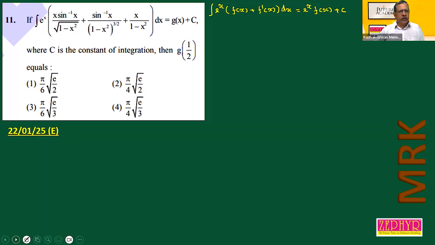So, this expression, you have to write in the form of f of x plus f dash of x. Generally, when you observe, നോക്കിക്കഴിഞ്ഞാൽ അറിയാം ഇതായിരിക്കും f of x എന്ന്. ഇതാവാനാണ് സാധ്യത. അങ്ങനെയാണെങ്കിൽ ഇത് f dash of x ആണോ? You can check it.